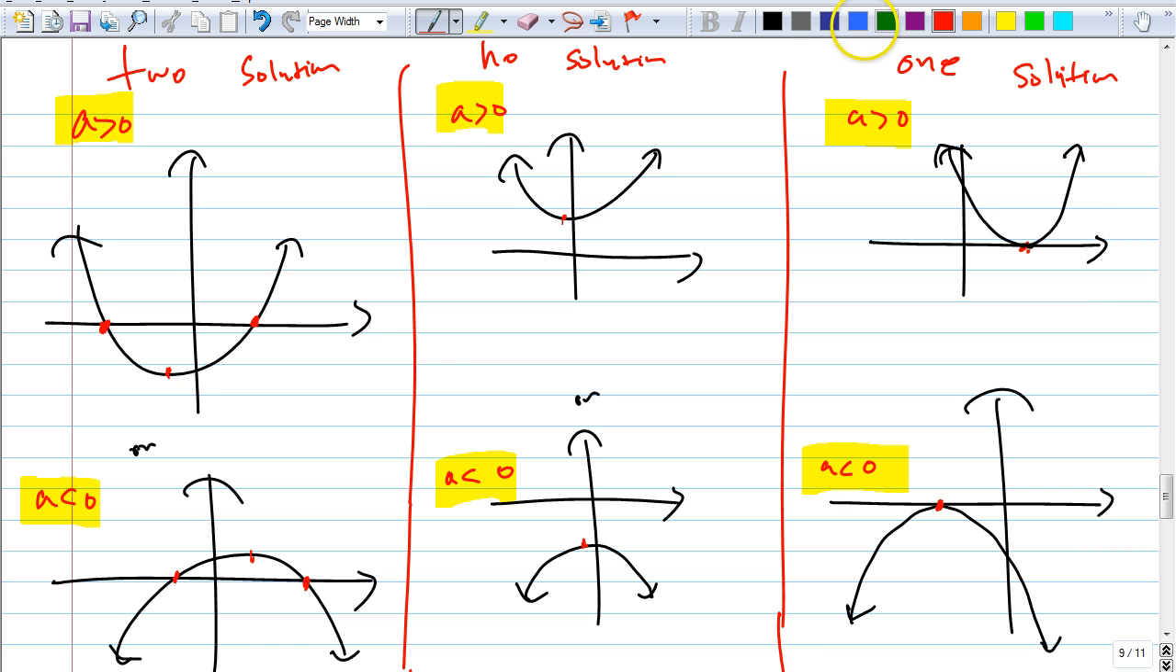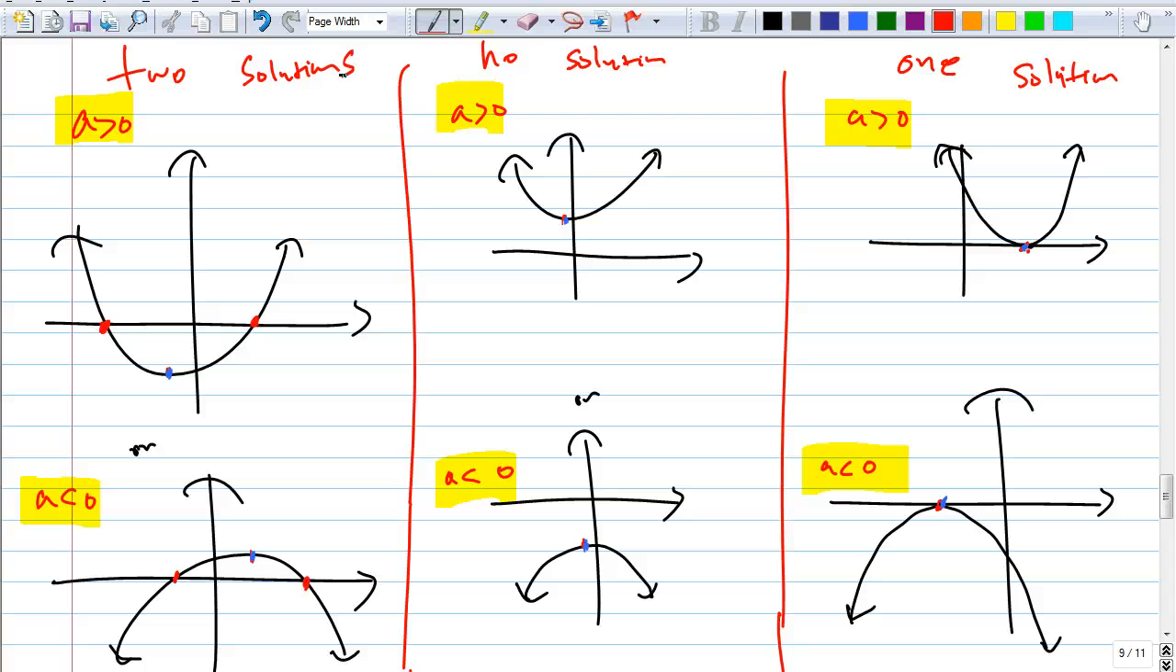You see my vertex? Let me do it with blue. Right here. So depending on a being negative or positive, and depending on whether the vertex is above or below the x-axis, you would either have two solutions, no solution, or one solution. Does that make sense? So you might want to draw this picture.